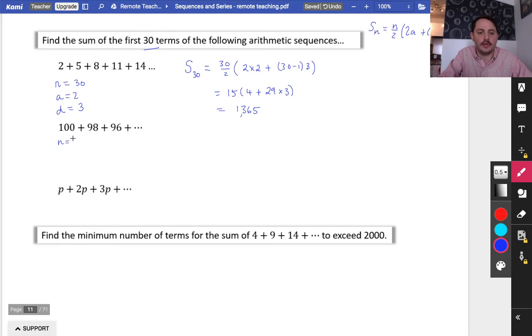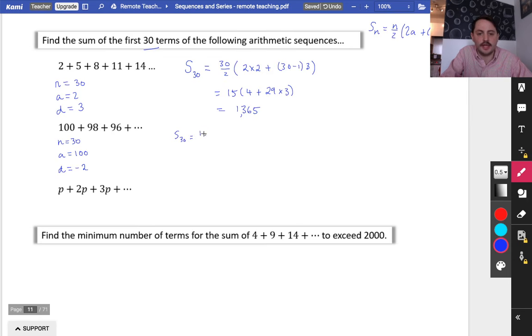Again, for this one, we know that n is equal to 30. The first term is 100. Careful here, the common difference is actually negative 2. It's going down by 2 each time. And we want to find out the sum of the first 30 terms.